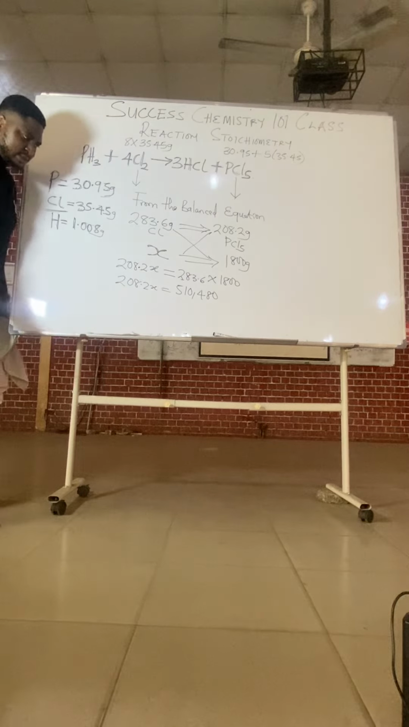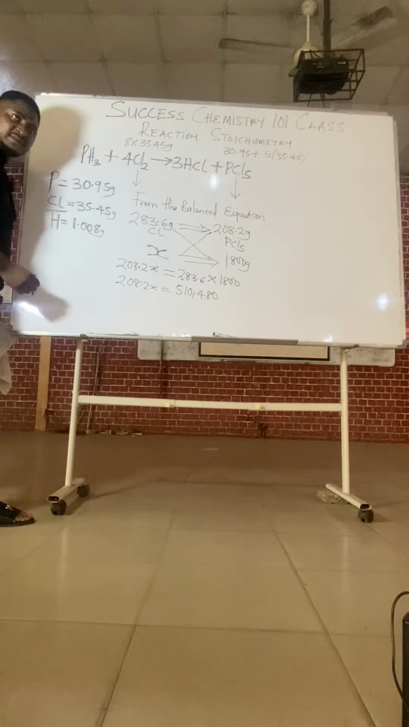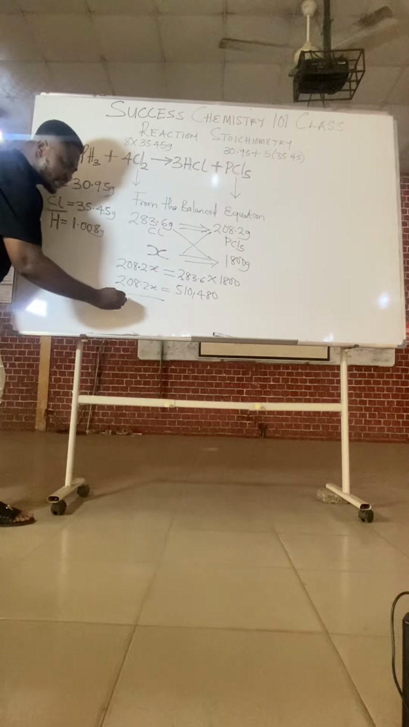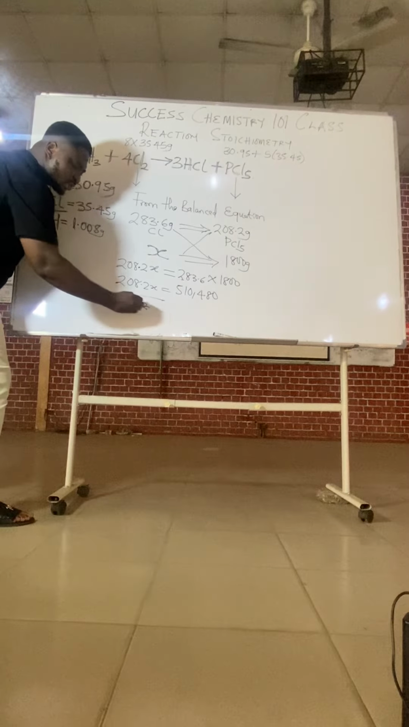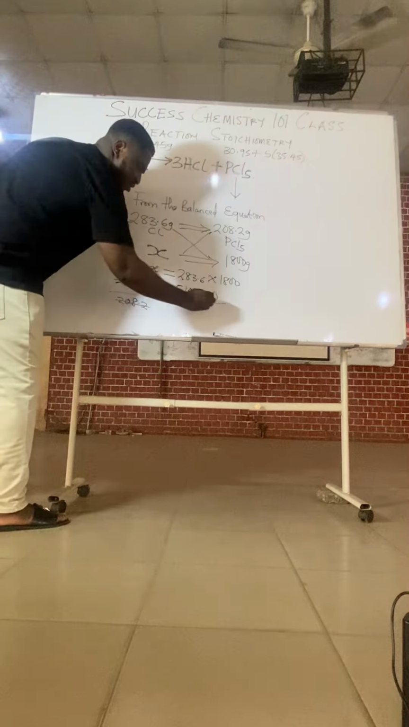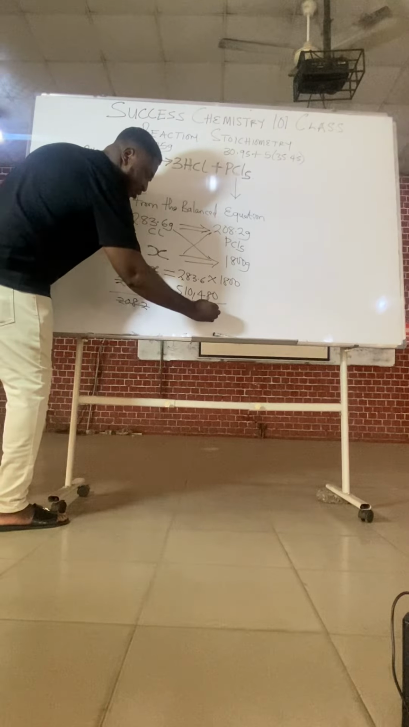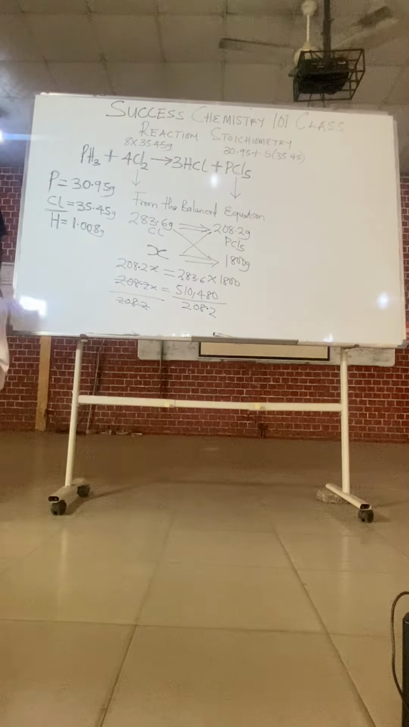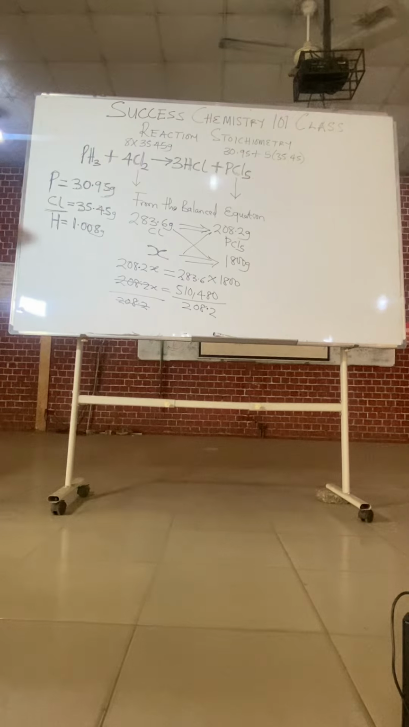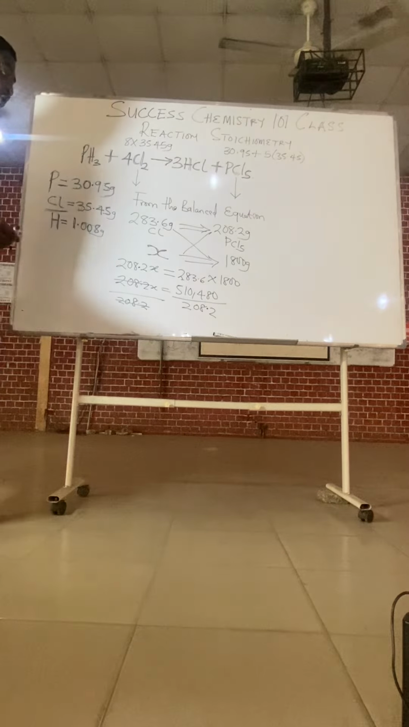So now make x the subject of the formula, divide both sides by 208.2. So 510,480 divided by 208.2 is 2,000.